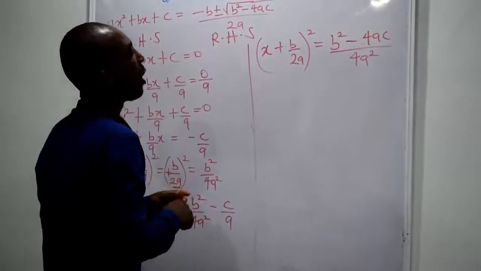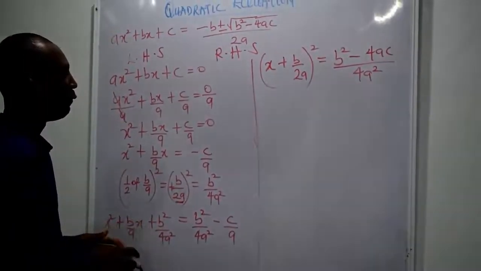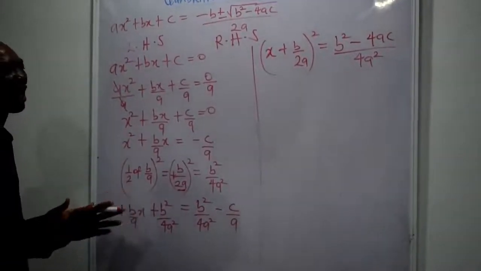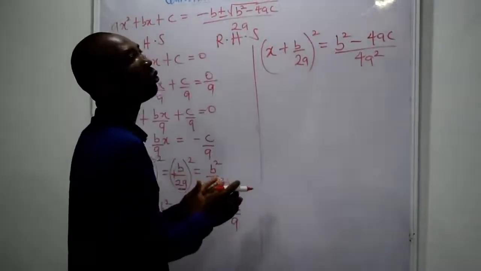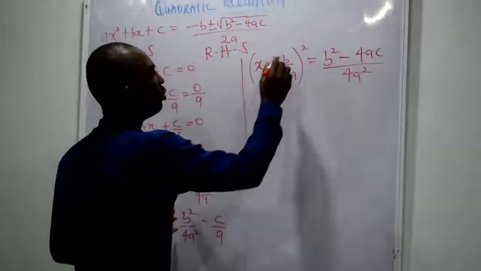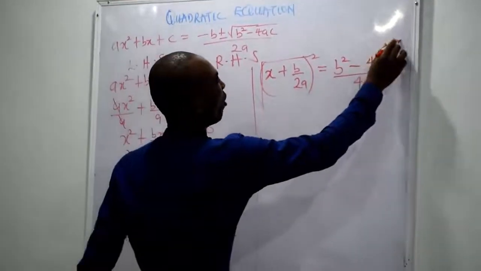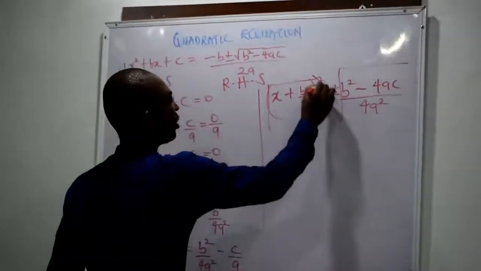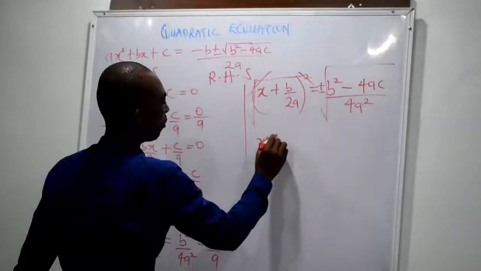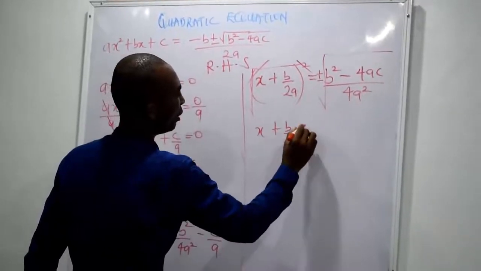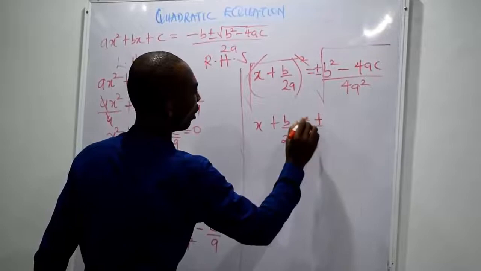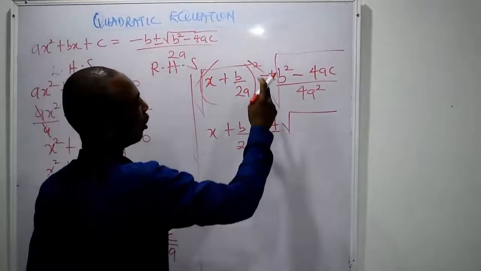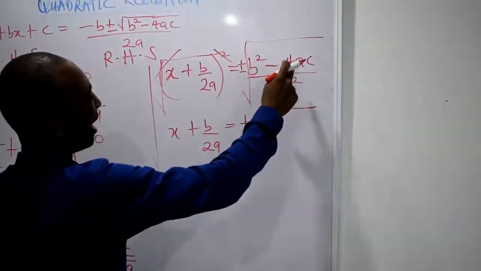Now, from here down, how do we go about this? This now becomes what we call an irrational root. How do you go about an irrational root? You square the both sides. And don't forget, when you are squaring both sides, your plus or minus must be there. So this will cancel this. We now have x plus b over 2a equals plus or minus square root of b squared minus 4ac.